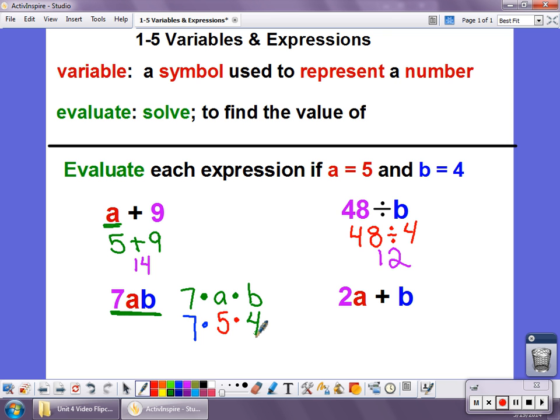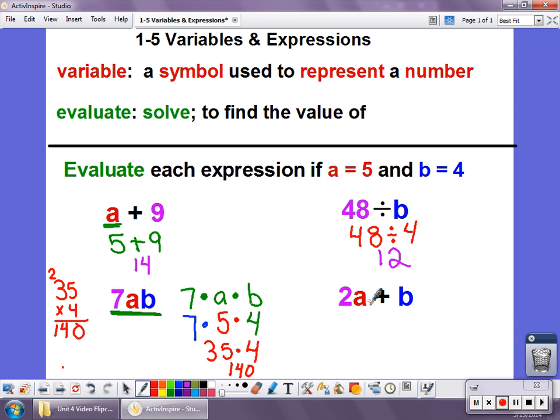And then I'm just going to multiply this out, and I'm going to get 7 times 5, which is 35, and 35 times 4. If you can't do that in your head, that's okay. Do the problem off to the side, and what we get is 140. So 7 times a times b is equal to 140. One last problem I want to do.